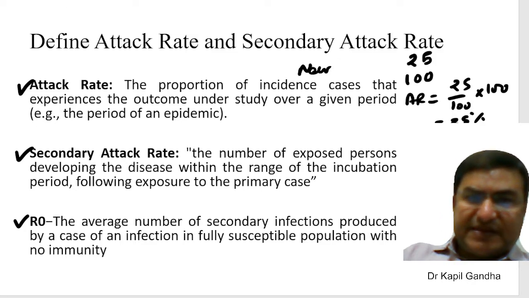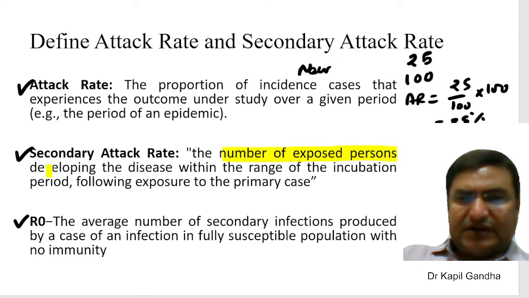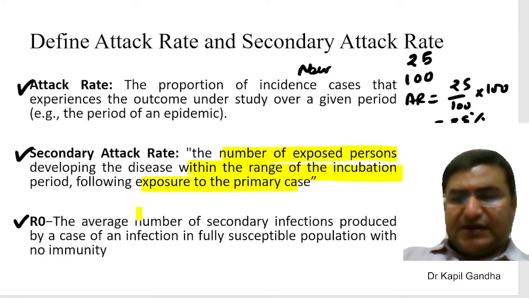What do we understand by the secondary attack rate? It is the number of exposed persons developing the disease within the range of incubation period following exposure to the primary case.